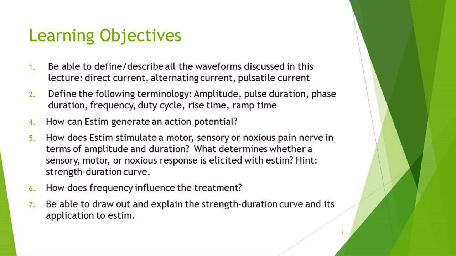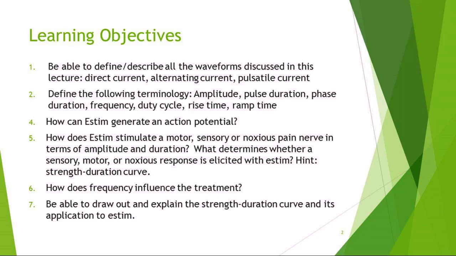And the hint here is that we're going to look at the strength duration curve. So this is a graph that you should be well familiar with by the end of this module. And you should be able to draw it out and explain it and its application to eStim, because this is one of the key concepts that we need to understand: what's the difference? How do we stimulate those different nerves? We should also know how frequency influences the treatment. We'll talk about frequency and how it influences the treatment.